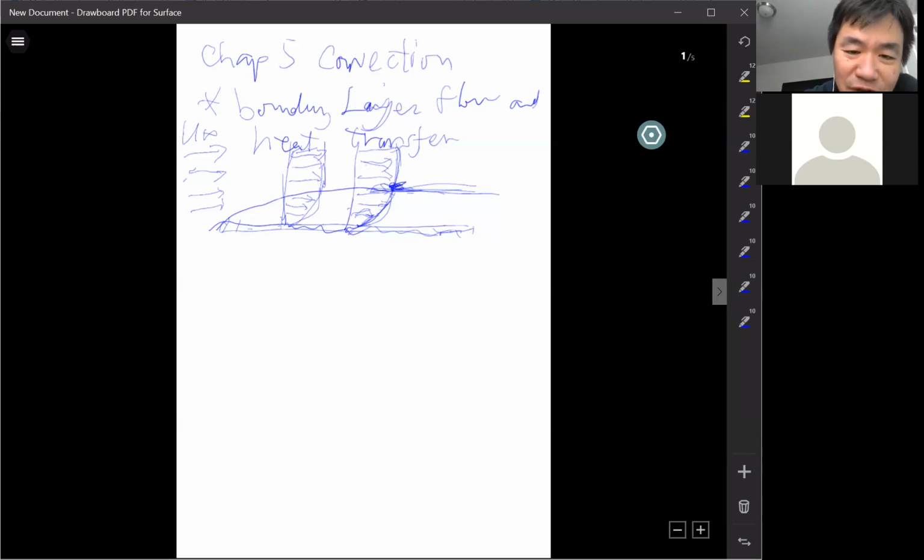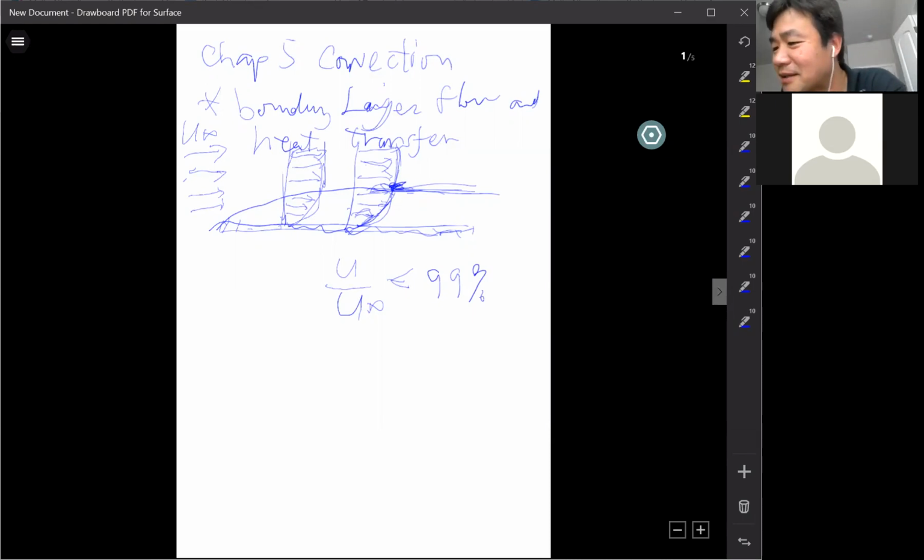So the definition of the boundary layer is U over U infinity less than 99%. This is the definition. If the velocity is less than 99% of the free stream velocity, that region is the boundary layer. Inside this region, the velocity is all smaller than 99%.